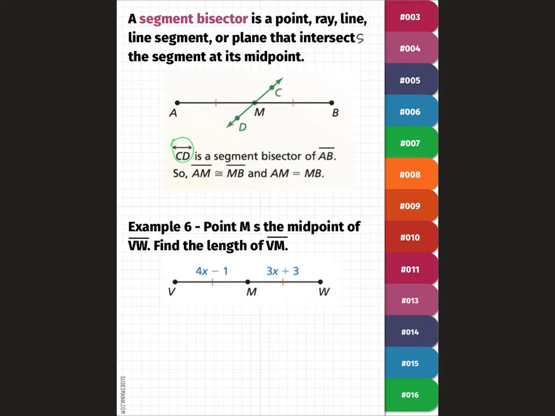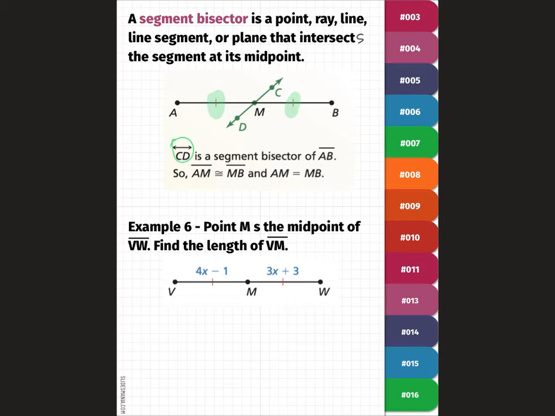How do we for sure know that it's a segment bisector? We for sure know because, again, there are these red marks here that tell us that those 2 segments are congruent. So because those 2 segments are congruent, then we know that the line that's passing through at M is going to be our segment bisector. So line CD is a segment bisector of segment AB. So segment AM is congruent to segment MB, and the length of AM is equal to the length of MB.